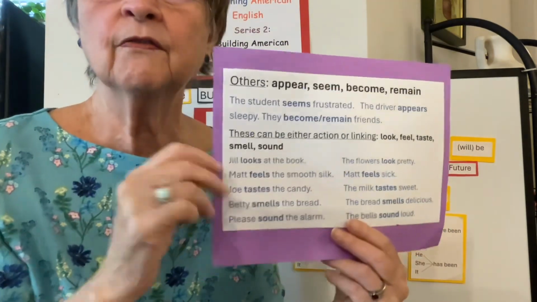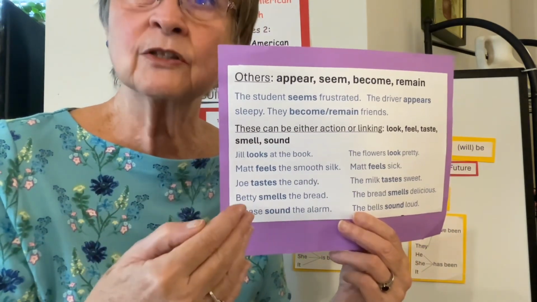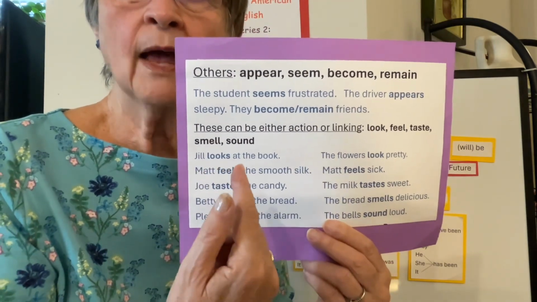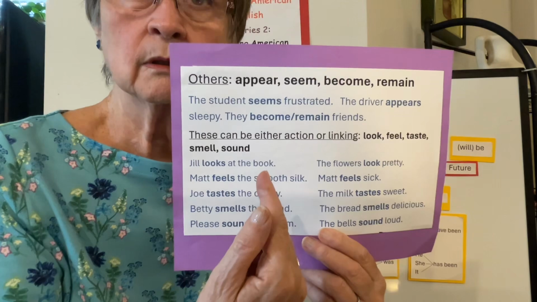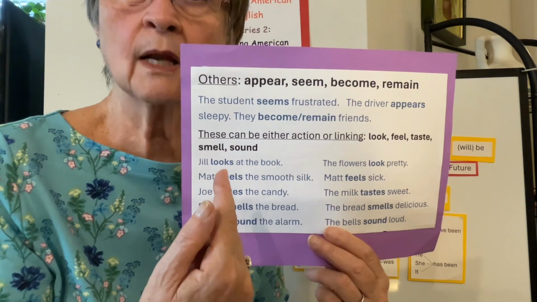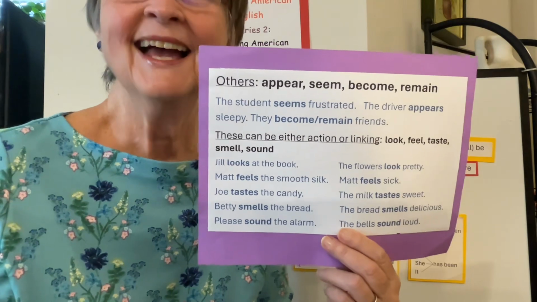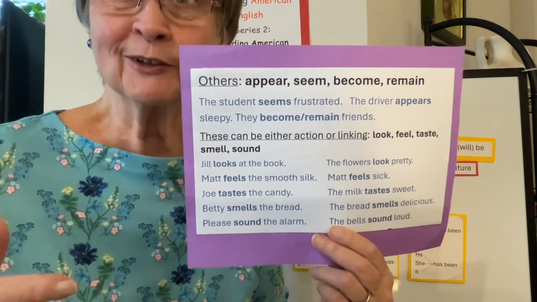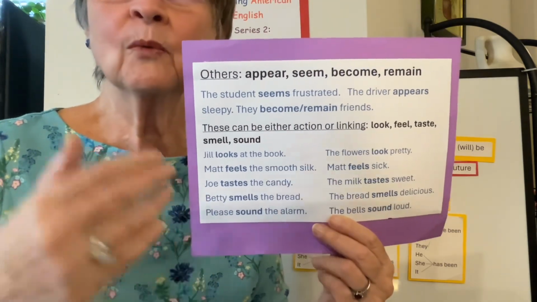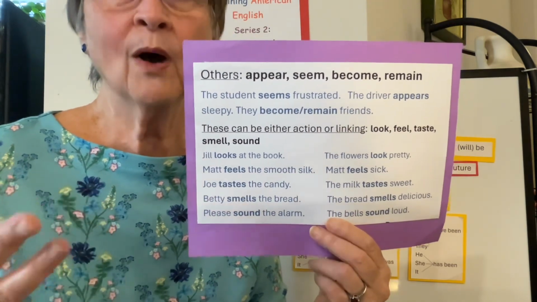Now, when we talk about the 5 senses, they can also tell how something exists, but they could be actions. So here is a comparison. Action, linking. Jill looks at the book. Jill is not the book. This does not describe Jill. This is what she's doing, so it's an action verb. You may be wondering, who cares whether it's action or linking? There is a time when it matters. And right now, you don't see why it matters, but it will matter when we build more sentences later. So I want you to know the difference. That's why we're doing this.